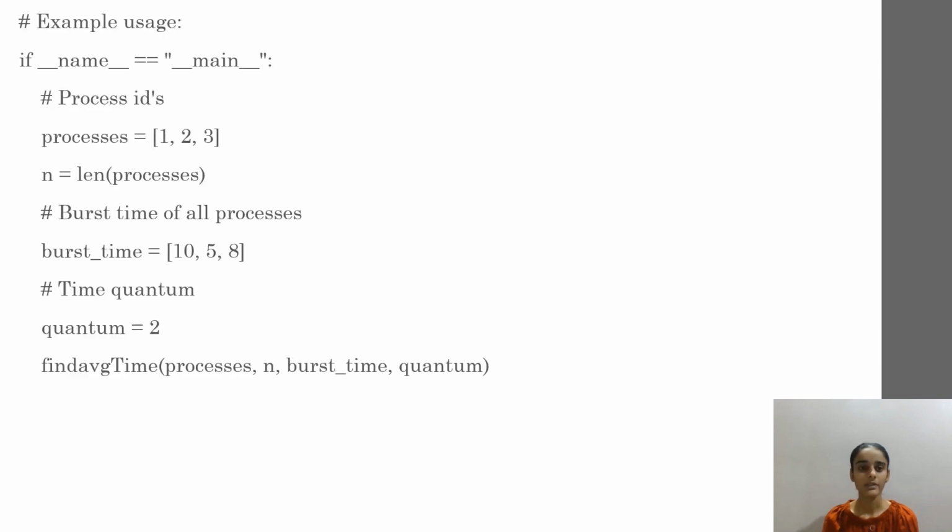Example usage: if name is equal to main, process IDs, processes is equal to 1, 2, 3. n, length of processes. Burst time of all processes, burst time is equal to 10, 5, 8. Time quantum is equal to 2. Find the average time, processes, n, burst time, quantum.